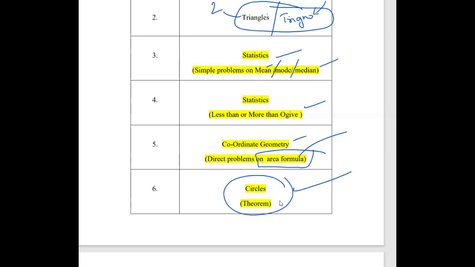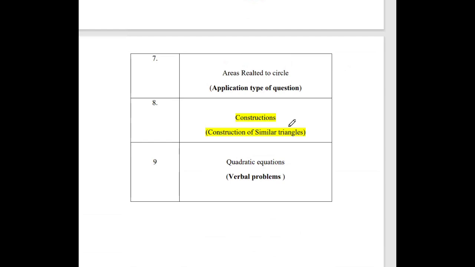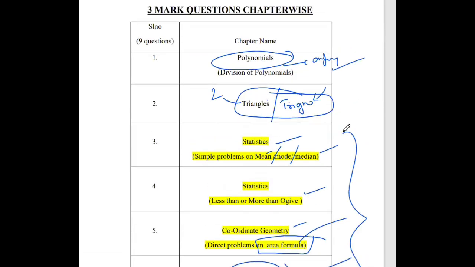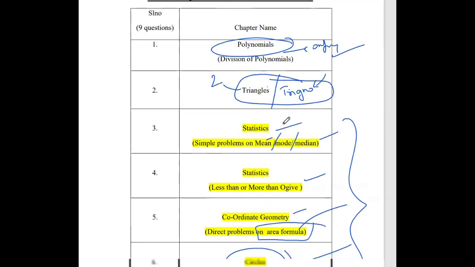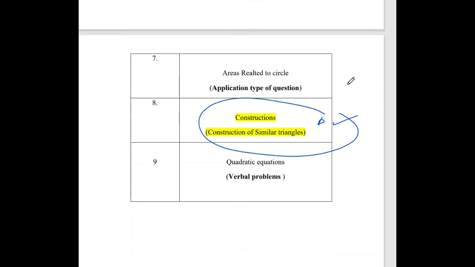Pass-going students, look, there are 4 questions that are 100% here. Next, construction of similar triangles is also a 100% question. Pass-going students, look at the yellow color I have marked, 1, 2, 3, 4, 5. So here 5 questions are definite. You can easily solve them. 5 threes are 15 marks. You can easily get this from these 3-markers itself.